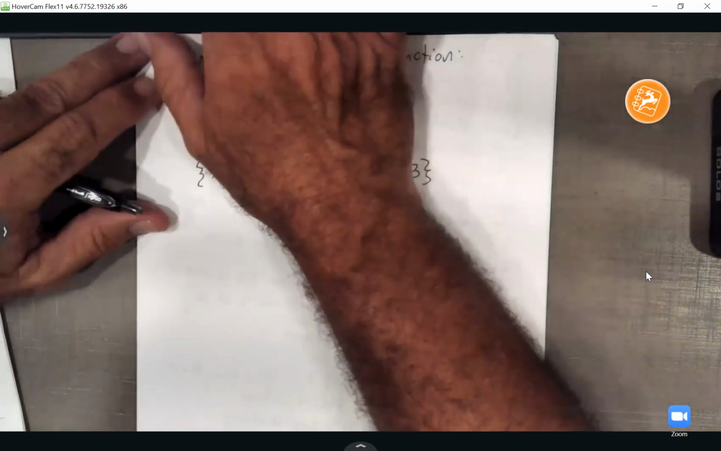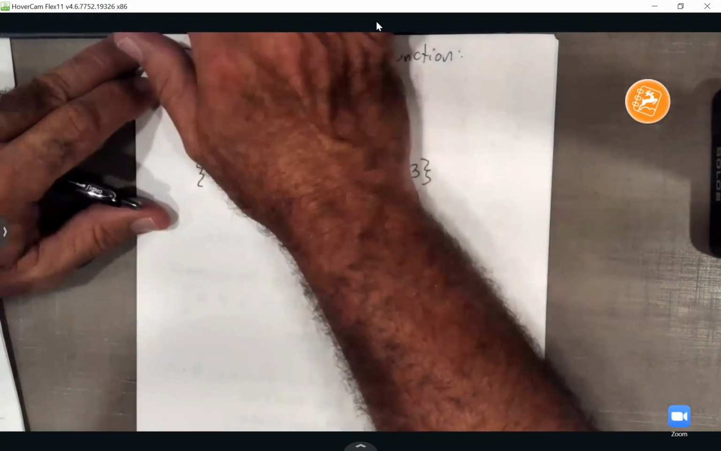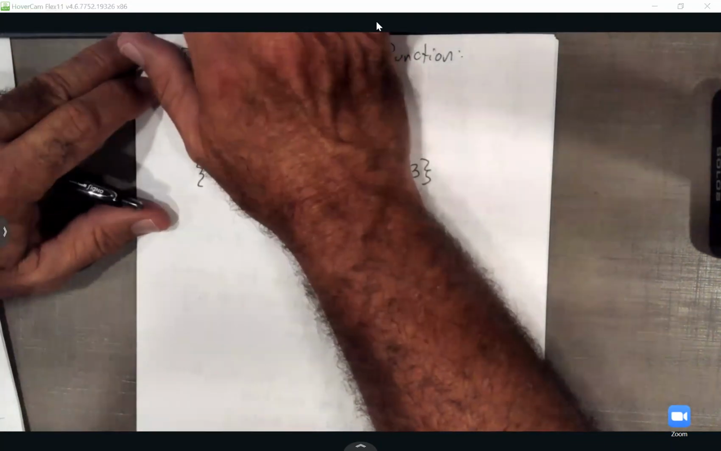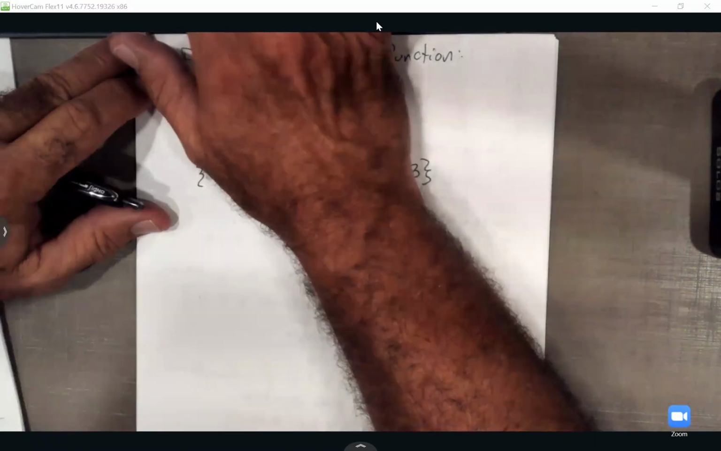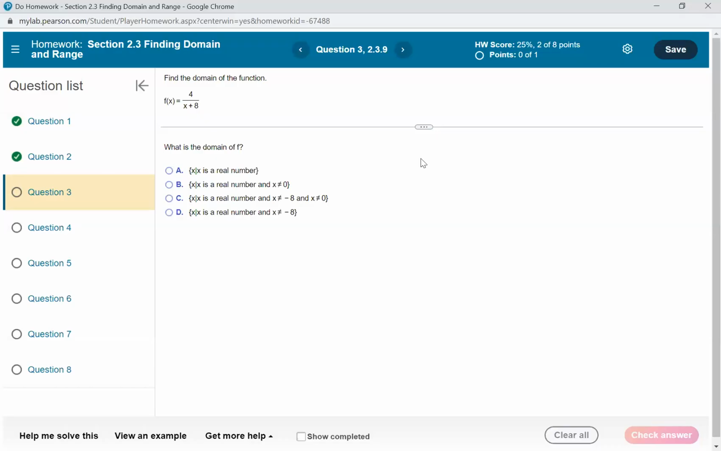So good job. Let me let y'all do some of these that I'm about to pop up for the homework. All right, y'all should be seeing question number 3. f of x equals 4 divided by x plus 8. So our question is, what is the domain of f?